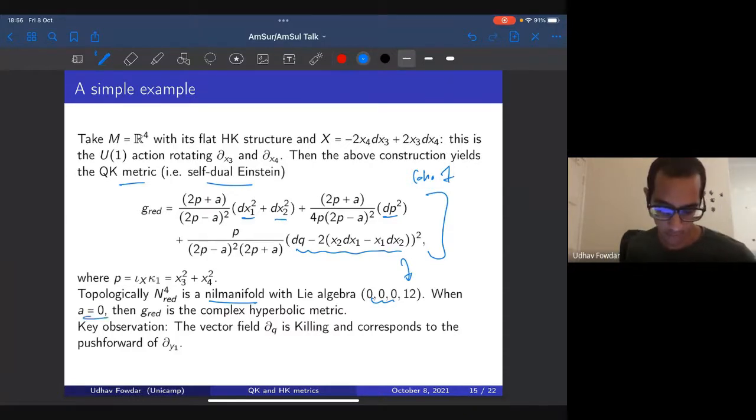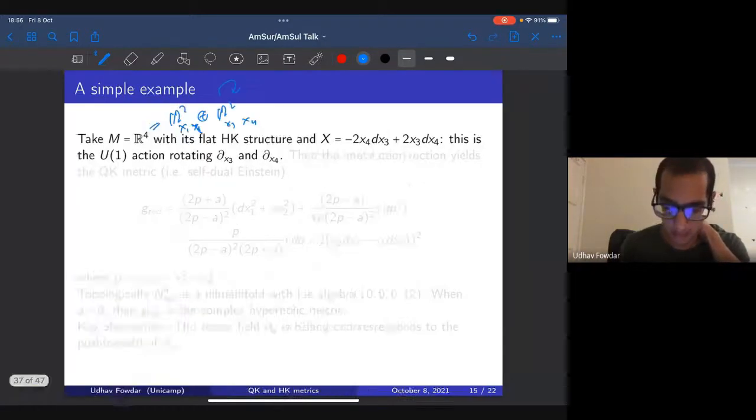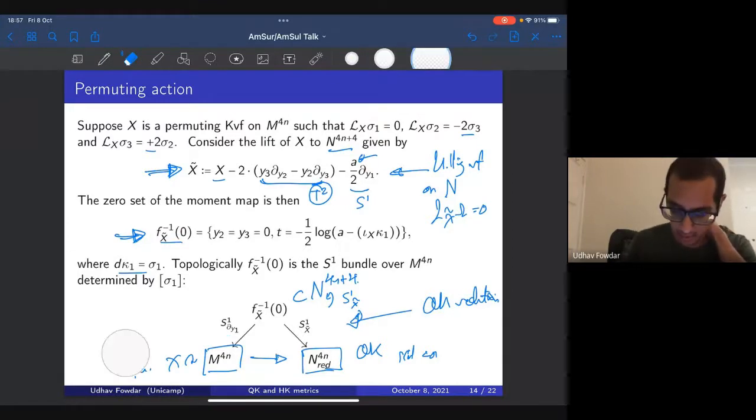Now, when A is equal to zero, this metric reduces to the complex hyperbolic metric. Otherwise, if A is not zero, this is a genuinely distinct Quaternion-Kähler metric, which is not Kähler in particular. Okay, and the key observation from this construction is that there's in fact a Killing vector field on the quotient space, corresponding essentially to this direction here, which is the pushforward of the S1 action on the total space. So let me go back and say that a bit more precisely, because I haven't said that at all.